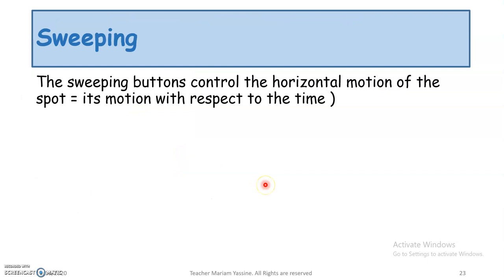Now we will talk about sweeping buttons. What is the sweeping in the oscilloscope? Sweeping buttons control the horizontal motion of the spot. What does spot mean? Now I will talk about the spot. Sweeping will control the motion with respect to the top.